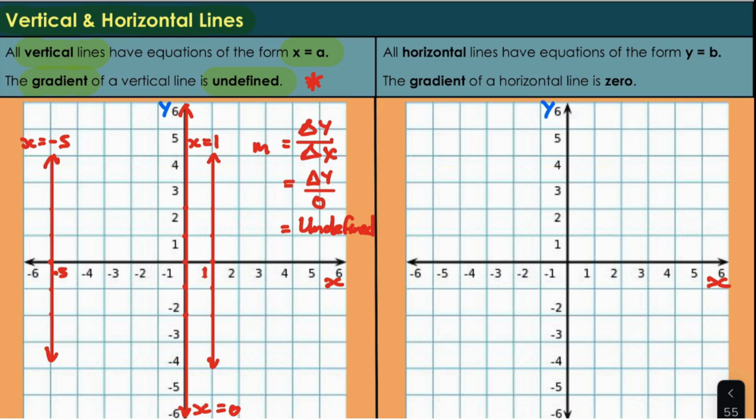Let's take a look at horizontal lines. These lines have the equation y equals b. Y is equal to any value. The gradient of a horizontal line is 0. Let's check this out. So our first point, how much is y on the y-axis at this point here? Hopefully you told me 1. How much is y at this point? 1. That point, 1. Y is still 1.